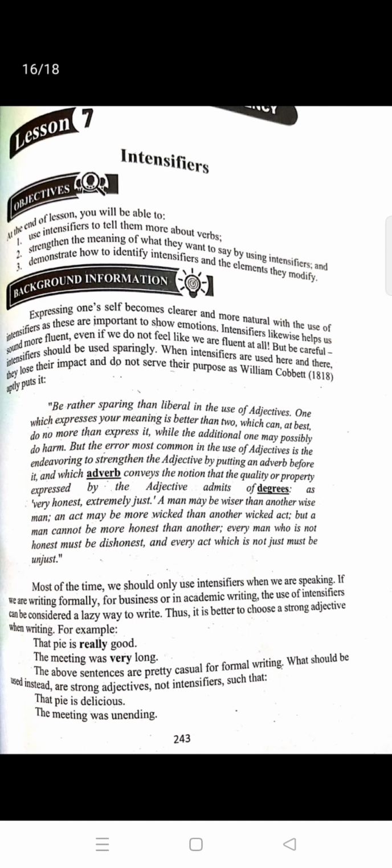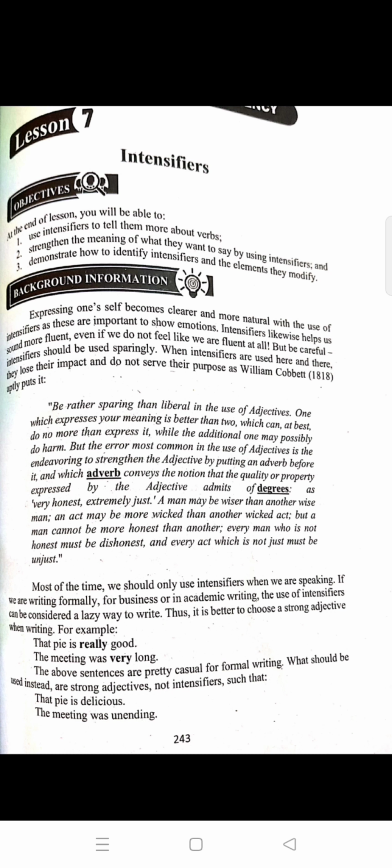And the last one, we have the intensifiers. So be rather sparing than liberal in the use of adjectives. One which expresses your meaning is better than two, which can do no more than express it, while the additional one may possibly do harm.